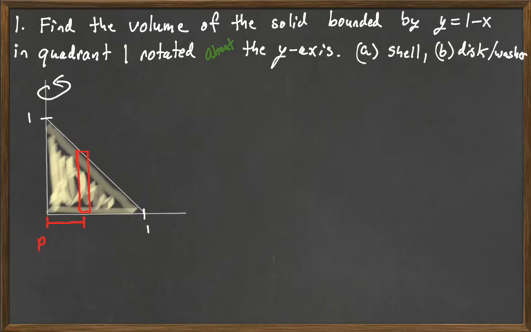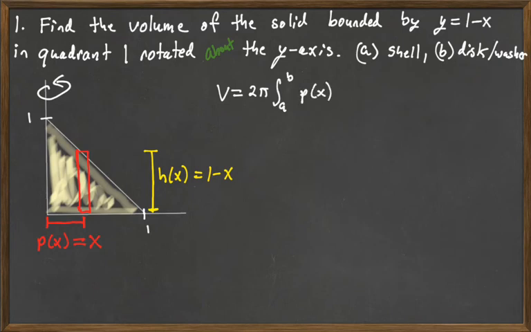Okay, the distance from our representative rectangle to the axis of revolution is simply described by x. The height function is simply 1 minus x. That's the function that we're going to be rotating. So the volume formula is 2 pi, integral from a to b, p of x, h of x, dx. So it's going to be 2 pi, limits of integration, 0 to 1 on the x-axis. P of x is x, h of x is 1 minus x, dx.